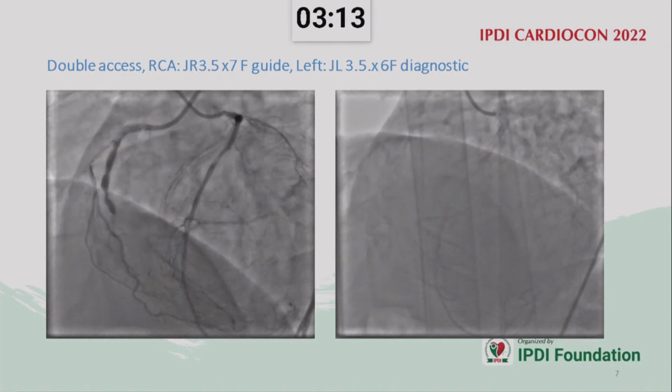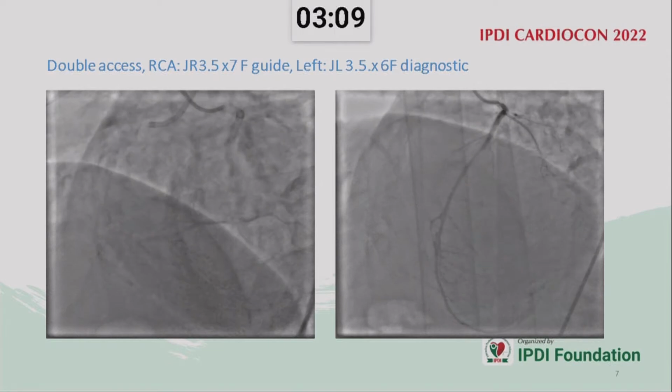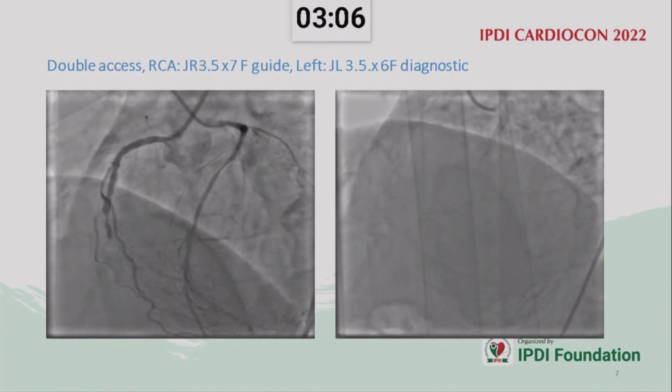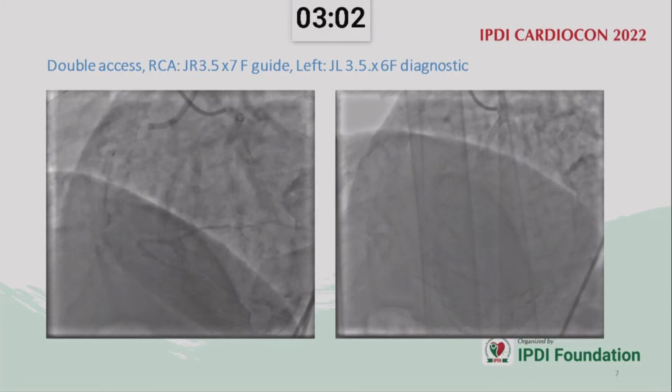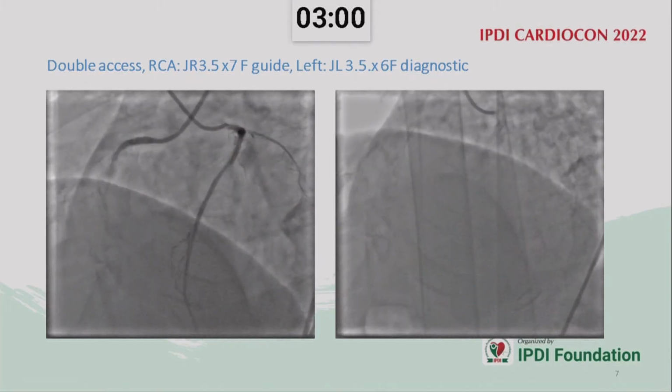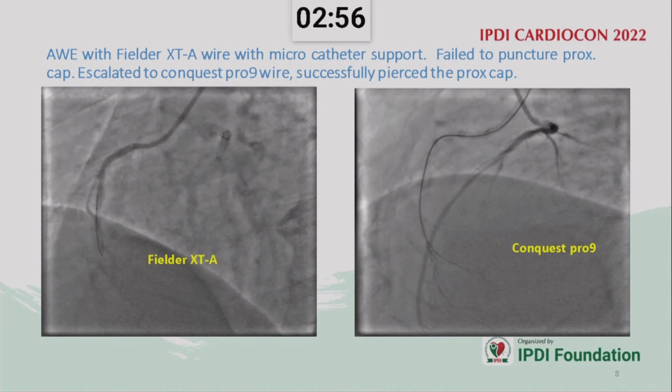So we established double access. It was bifemoral access, and we took a Judkins right 3.5, 7 French guiding catheter to the right system, and a Judkins left 6 French diagnostic catheter to the left system for contralateral injection and visualization of the distal flow beyond the CTO segment.